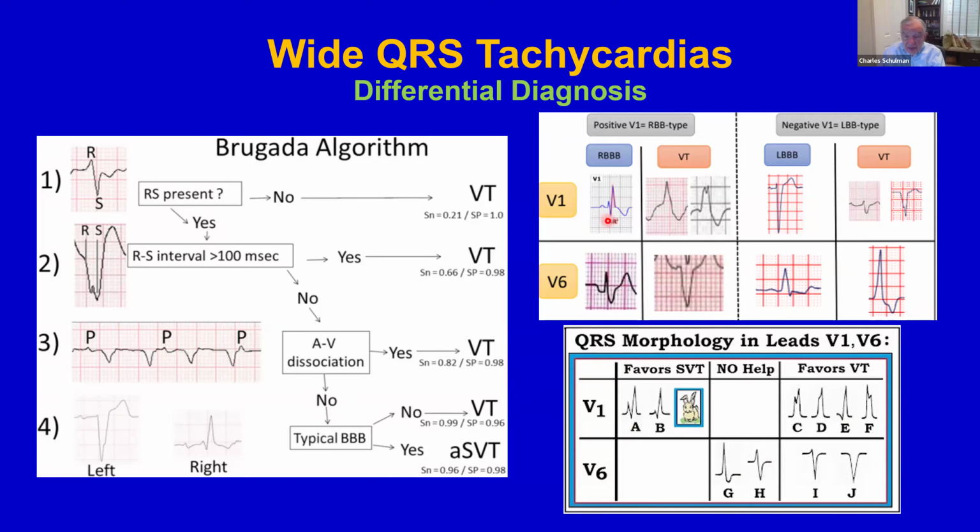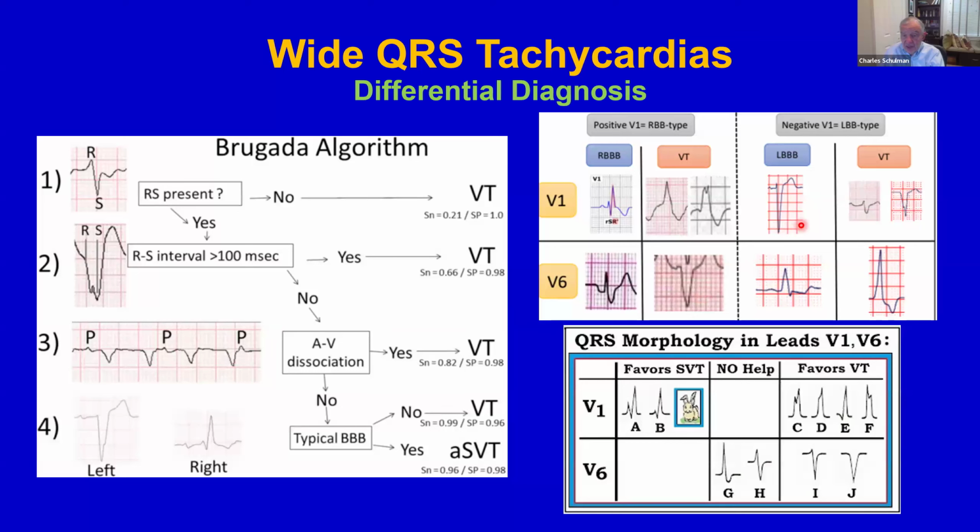The RSR prime, the rabbit ears, RSR prime favors aberration as opposed to ventricular tachycardia. Whereas a narrow R wave that looks like that or like that in V1 suggests VT. If you look in V6 and you see a complex that looks like that, that's VT. Here. Okay, that's VT.